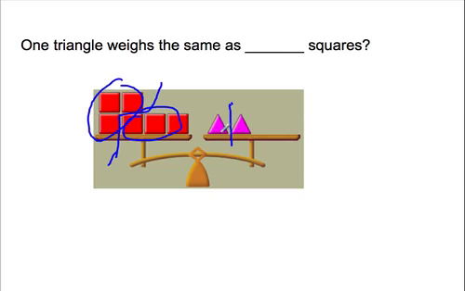Okay, on this side we have one triangle, two triangles altogether. So what we can do is if we take away one of these triangles, and then we take away one of these groups, then we're left with one triangle equals the same as three squares. Okay, so that's how you can solve equations using pan balances.